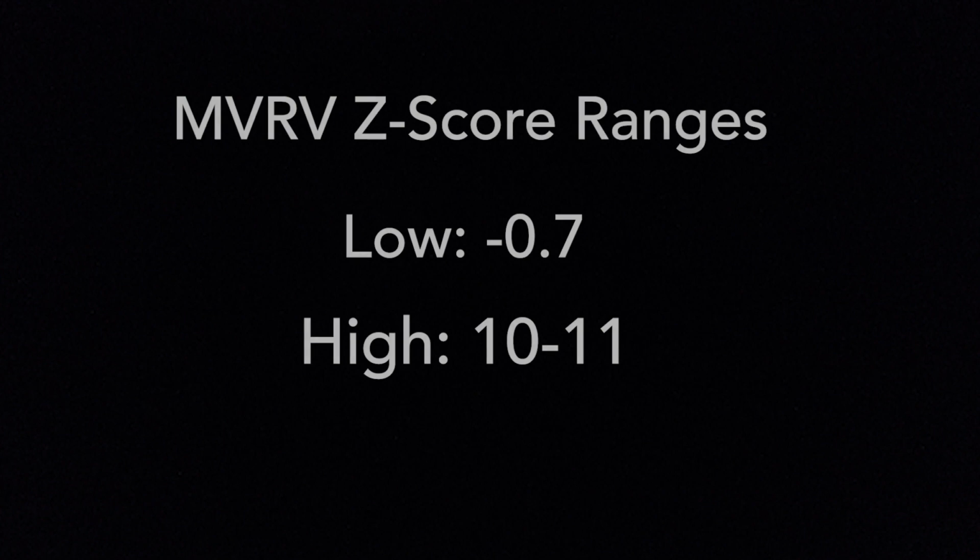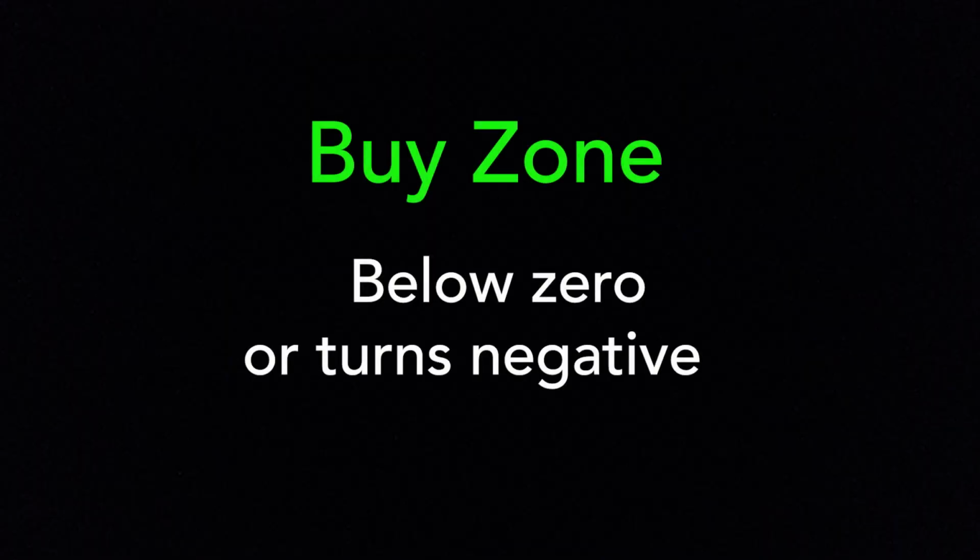Historically, the MVRV Z-score ranges from a low of negative 0.7 or so to a high in the range of around 10 to 11. A sell zone, or an area where you might consider selling some of the asset, has been developed over time, and that is when the Z-score gets above a level of approximately 7. And the buy zone has been developed over time, and that is when the Z-score gets below a level of 0 or when the Z-score turns negative. If you sell above 7 and buy below 0, you are in business.